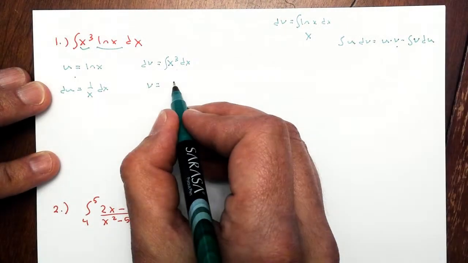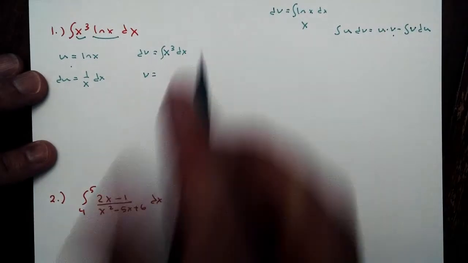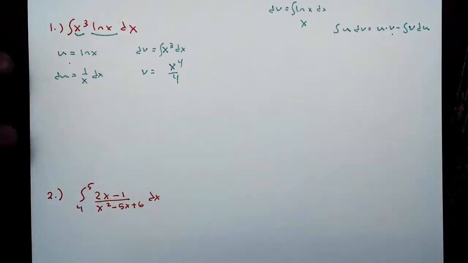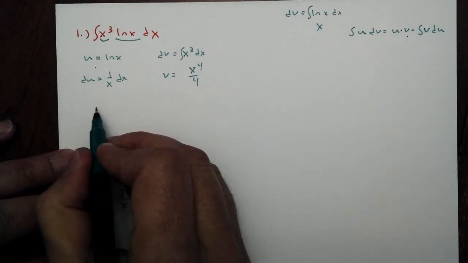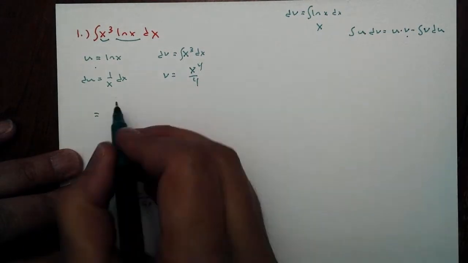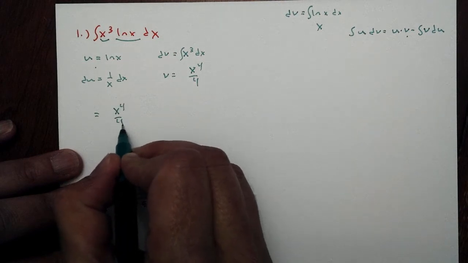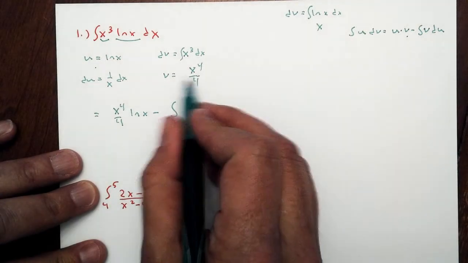V, if we're given dv, we have to find v, so we have to integrate here, and that becomes, our rule says we are going to add 1, so we get x to the 4th over 4. So now when I rewrite my integral using my rule, u times v, we would get x to the 4th over 4 natural log of x minus the antiderivative of v du.